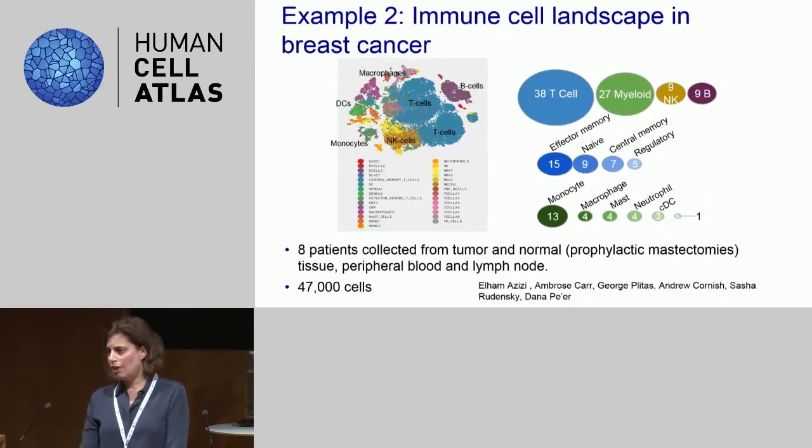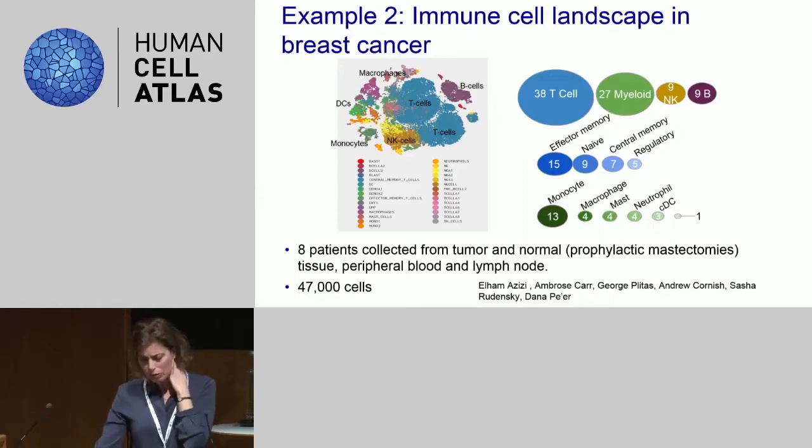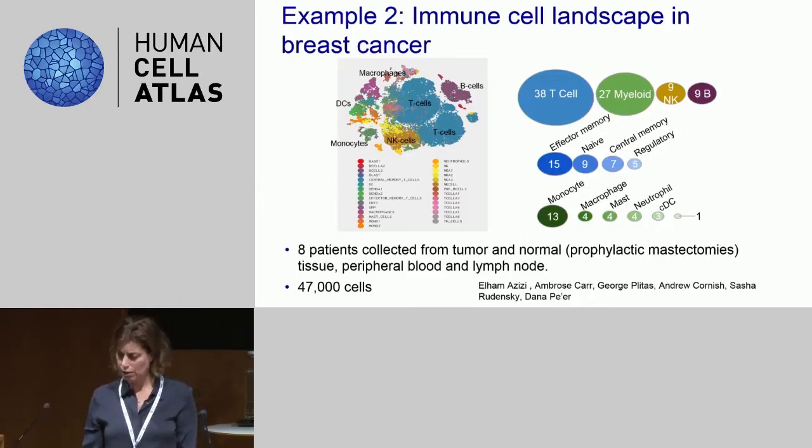Okay, but immune cells do matter. In a second example from immune cells, from Dana Peer's lab, she looked at the immune cell landscape in breast cancer. She looked at 8 patients, collected from both tumor and adjacent normal, and she also looked at the peripheral blood and lymph node. They looked at about 47,000 cells.